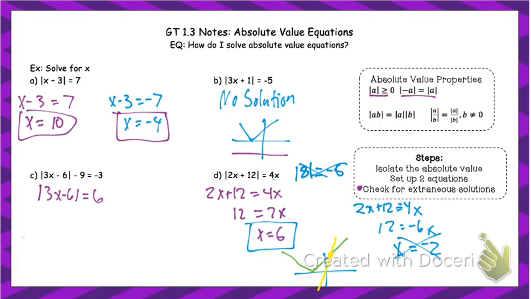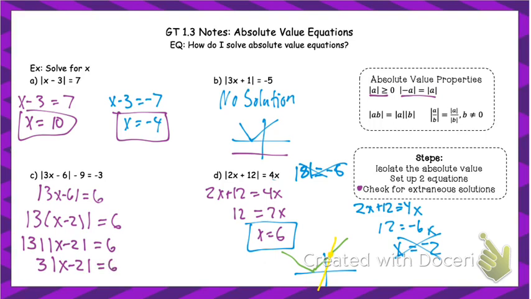So one thing I can do here is I can factor out that 3. What that allows me to do then is I have 3 times that factor. Well, using that property that I have here in the bottom left, I can separate that multiplication into 2 different absolute values. So I can make this the absolute value of 3 times the absolute value of x minus 2. Well, the absolute value of 3 is just 3. So this is now 3 times the absolute value of x minus 2 equals 6.